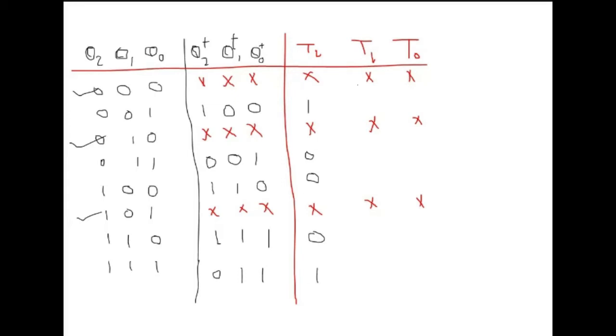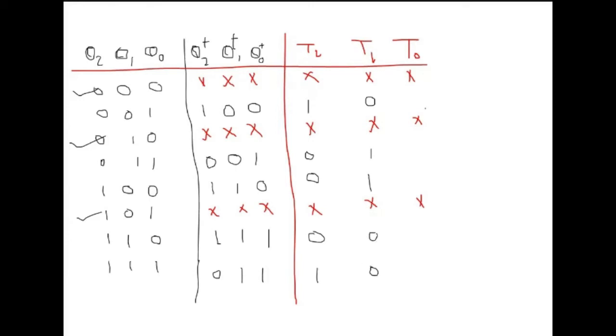Then check for T1. For T1, we will be talking about Q1 and Q1 plus. So 0 to 0, no toggle. 1 to 0 and 0 to 1, both the cases we have toggle. 1 to 1, 1 to 1, no toggle.